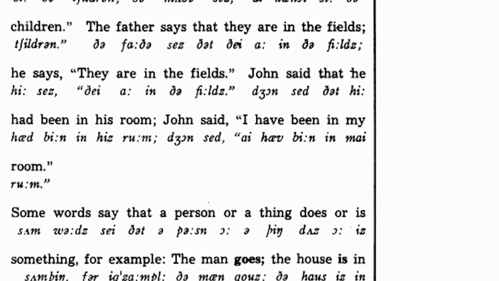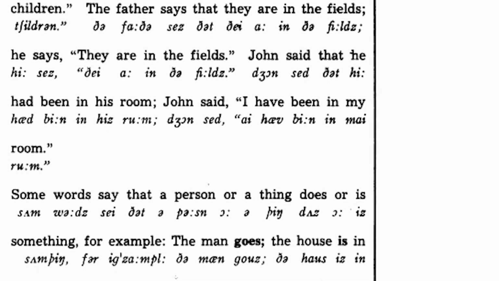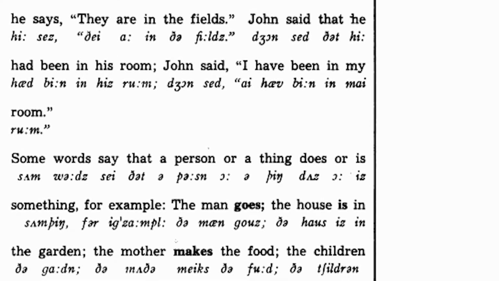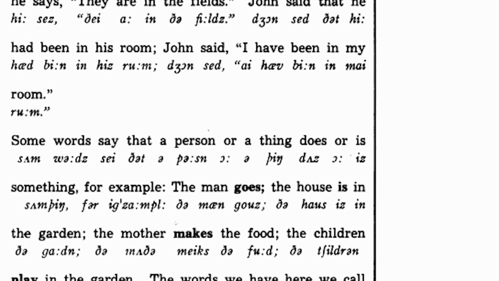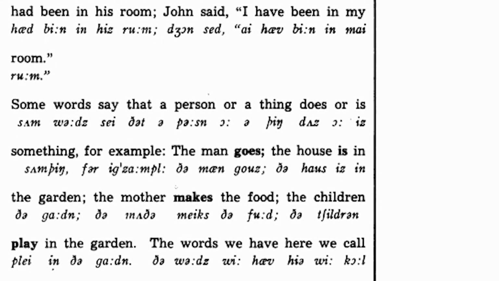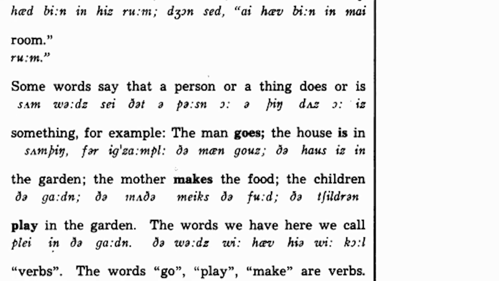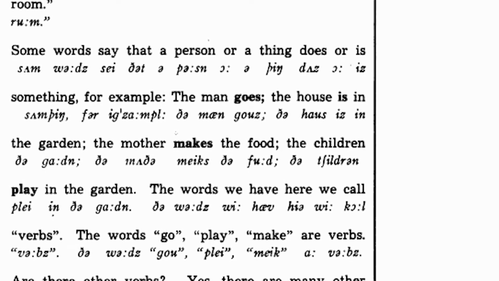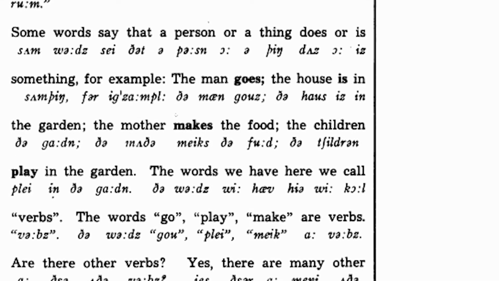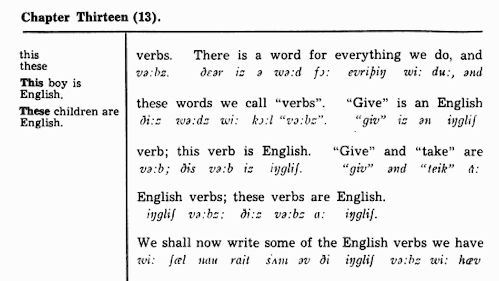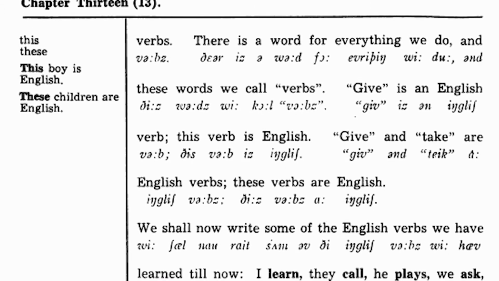Some words say that a person or a thing does or is something. For example, the man goes. The house is in the garden. The mother makes the food. The children play in the garden. The words we have here we call verbs. The words go, play, make are verbs. Are there other verbs? Yes, there are many other verbs. There is a word for everything we do, and these words we call verbs.